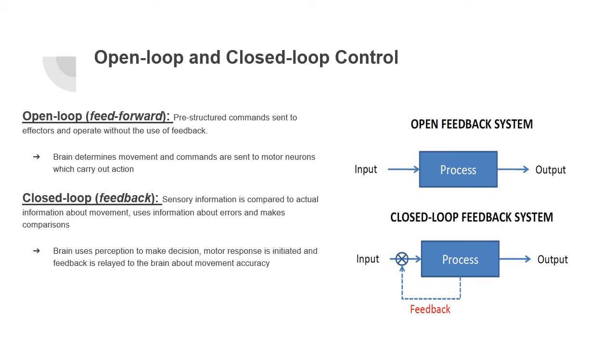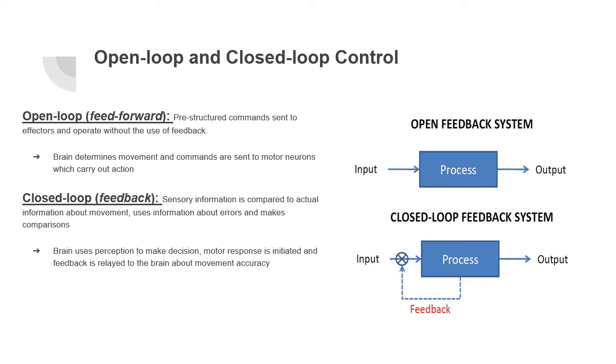Looking then at closed loop control, we see that this is the system where sensory information is compared to the actual information about movement, and then that uses that information about errors and makes comparisons. In this system, the brain is going to use the perception that it receives to make a decision, and then it's going to create a motor response, which then the feedback from that motor response will be relayed back to the brain about movement accuracy.